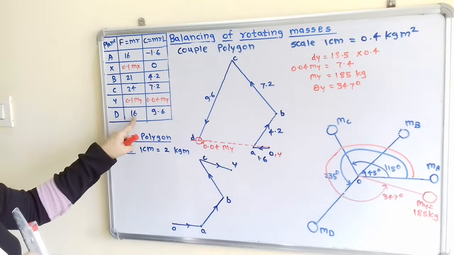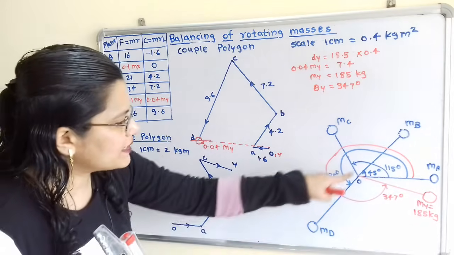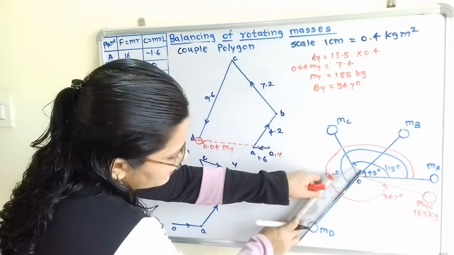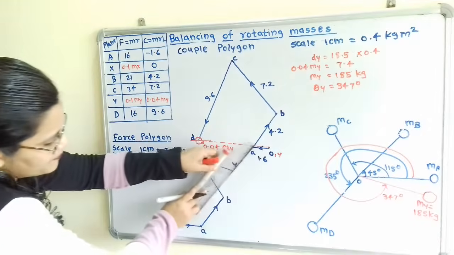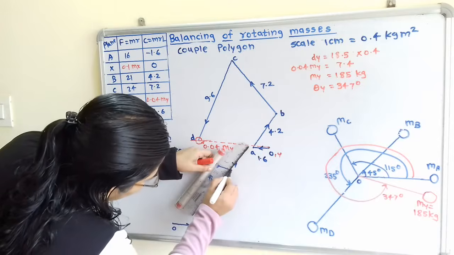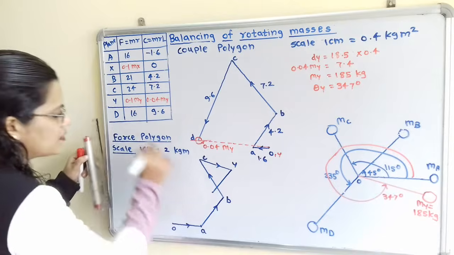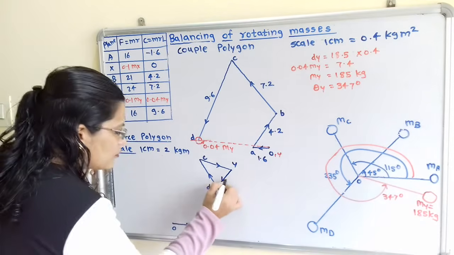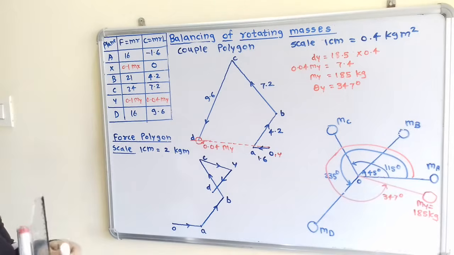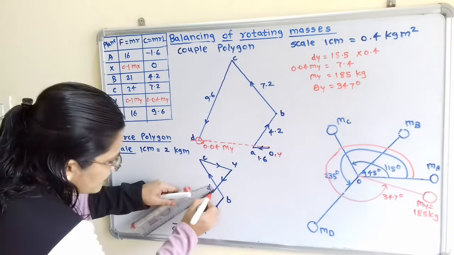Now for D it is 16. As per the scale we have to take 8 centimeter, and for D this is the angle, that is 235. So we will transfer the same angle, and now we have to take 8 centimeter. So this is the point. After Y, this point will be D. We will show the arrow also. Now we have to join this. How to join? Because this polygon should be closed, we will join point D and O.